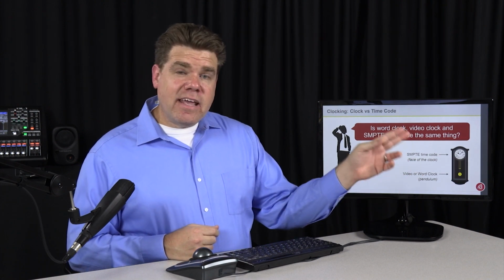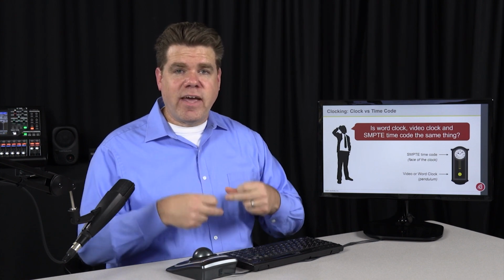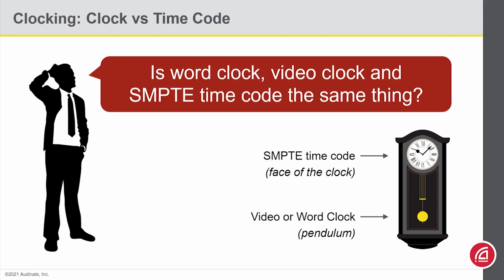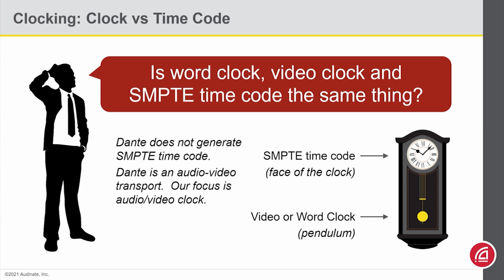If you think about it, if that pendulum shows that 60 seconds have passed, the face of the clock had better show 1 minute passed. If they start drifting from each other, then we have a problem. But clearly, they are measuring different things. Video clock or word clock is just giving you the next tick, whereas SMPTE is giving you a position on a timeline. Now, if this explanation helps, that's great. But if it doesn't, don't worry about it. Dante does not generate SMPTE timecode because it's not a recorder. It's just an audio-video transport getting things to your recorder.